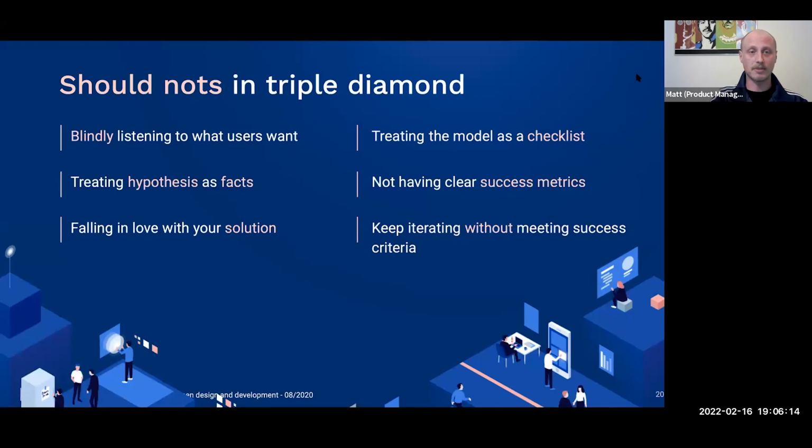And then, we kept iterating without meeting the success criteria. So we got a bit here into the building trap, and we tried to justify it through launching a few more iterations to try to see if we can make some impact at the end with the features. So those are the things you should avoid when trying to work with this model.